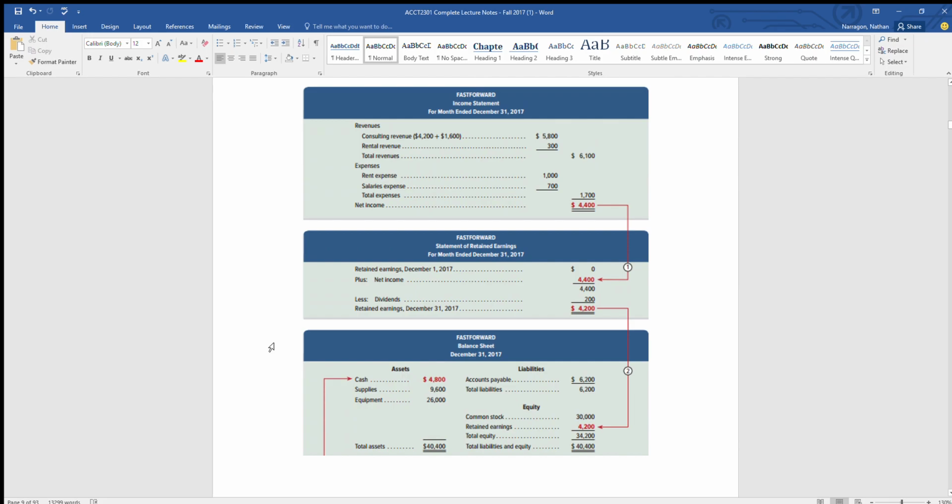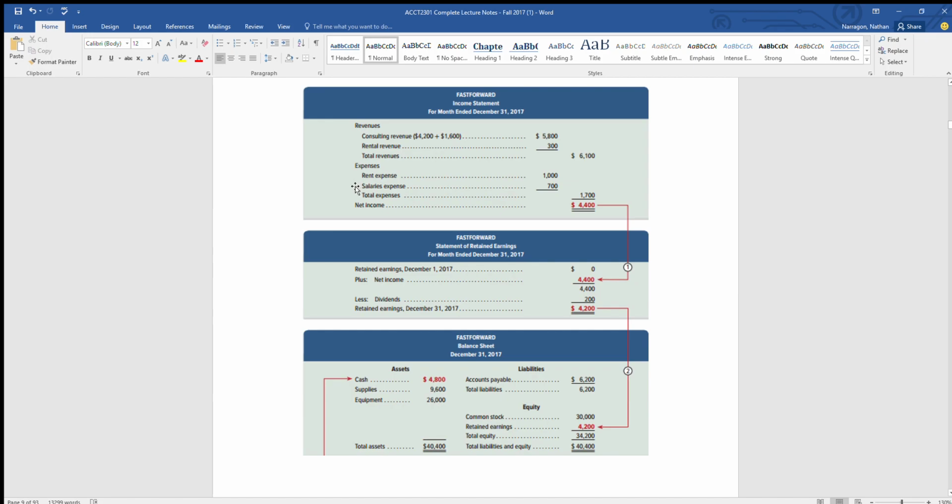So here are a few samples just to show you that flow that's going on. We're using a company known as Fast Forward. Again, it sounds like a video retail company, if y'all remember VHSs, but this is actually a consulting firm that we're using. So the first statement that you see here is known as the income statement. Notice that it does have the revenues. They had two forms of revenue, consulting and rental. And then they had their expenses. Notice they only had two expenses also, rent and salaries.